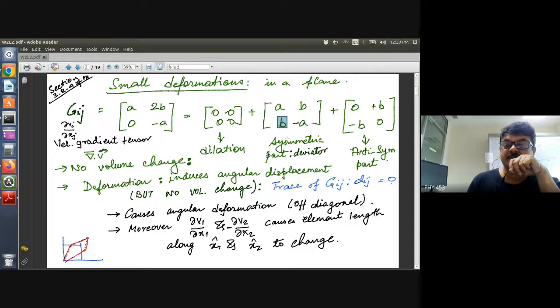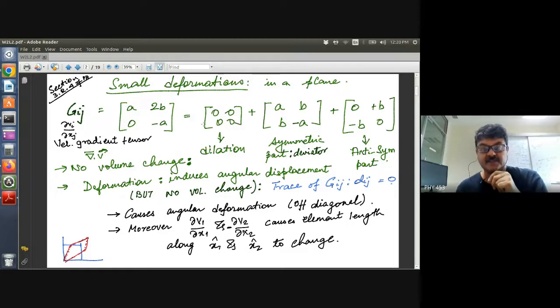And then this is the symmetric part, which is the deviator part. If you add these up, you will get this, right? B plus B is 2B, and there's B and minus B, so here you get 0. And minus A is here, and so on. So this matrix essentially has the deviator part and the antisymmetric part. Since the trace, the sum of the diagonal elements, is 0, you know that there's no volume change. Hence we have kept this 0, so the dilation part is 0.